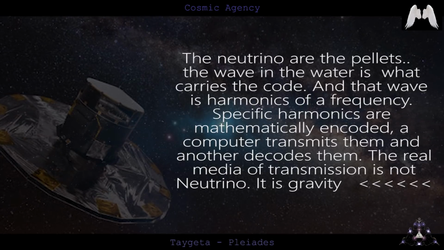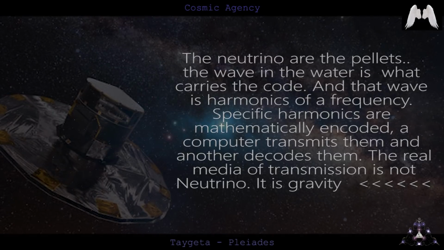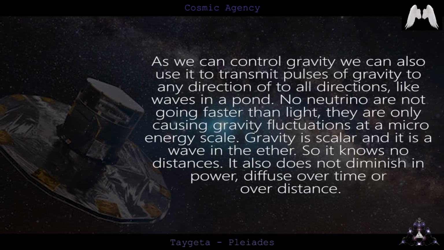And that wave is harmonics of a frequency. Specific harmonics are mathematically encoded. A computer transmits them and another decodes them. The real media of transmission is not neutrino, it is gravity. As we can control gravity, we can also use it to transmit pulses of gravity to any direction or to all directions, like waves in a pond.